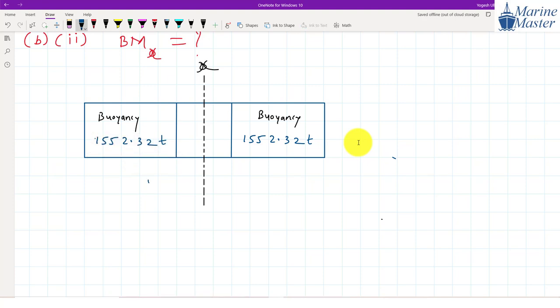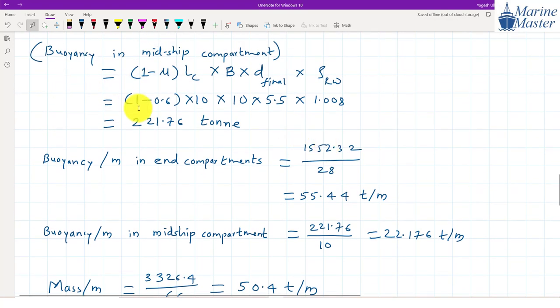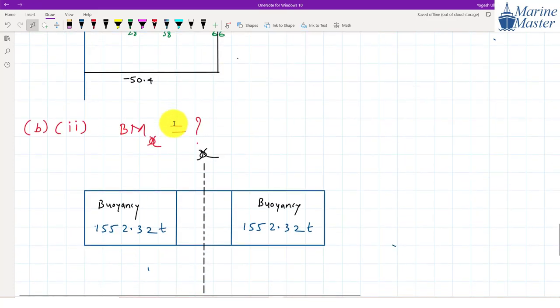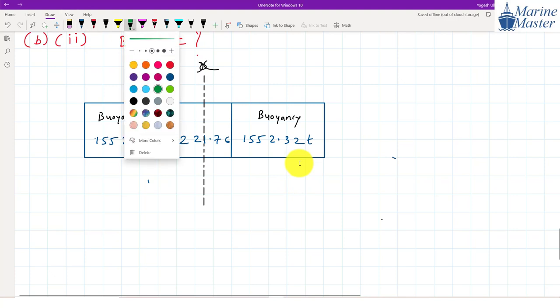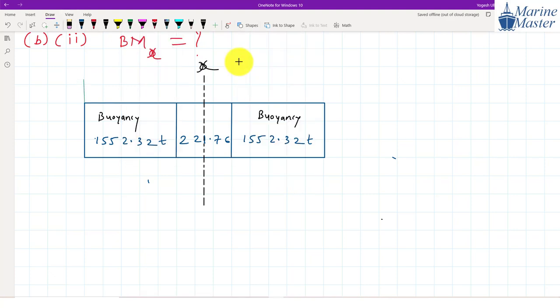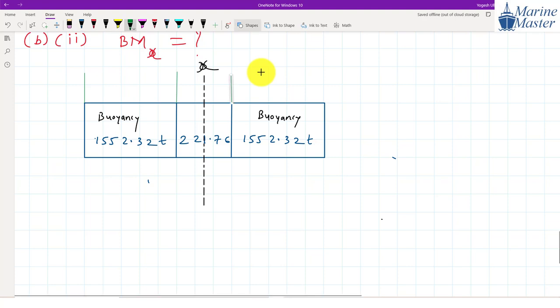So in the midship compartment, how much buoyancy did we get, guys? 221.76. 221 point what, guys, everyone? 221.76, guys. So in the midship compartment, this much buoyancy we got. Now the next thing: I am mentioning the lengths here for simplicity, and for that purpose I am drawing one dotted vertical line. Here also one vertical line, here also one vertical line. One minute, guys, and don't write anything because I am going to explain a lot of things here.